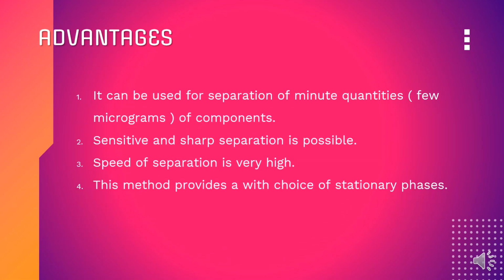Key advantages of thin layer chromatography. It can be used for separation of minute quantities of components. Sensitive and sharp separation is possible. Speed of separation is very high. The method provides a wide choice of stationary phases.